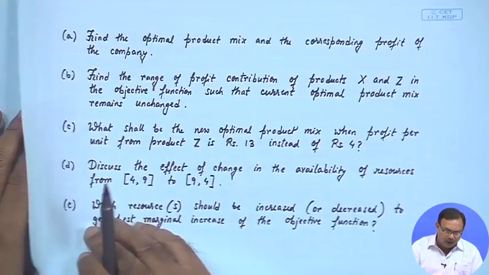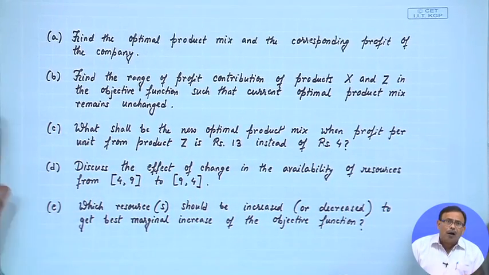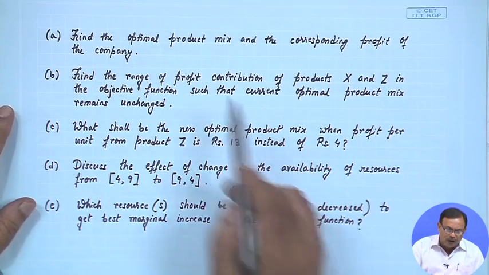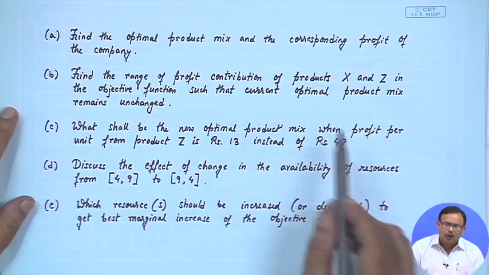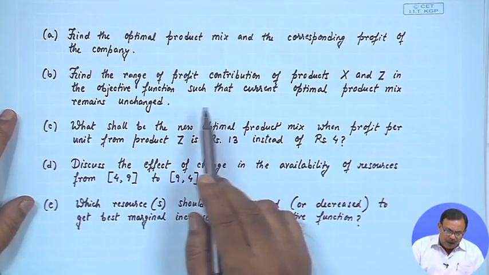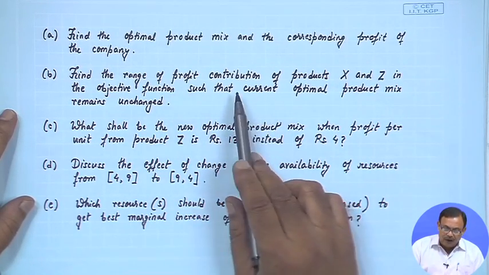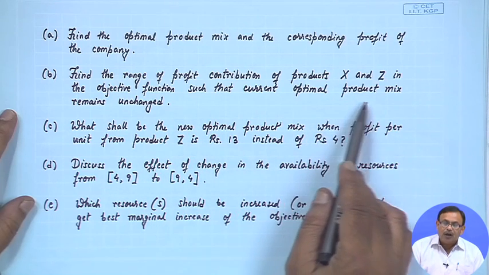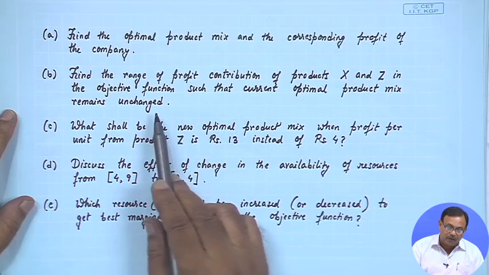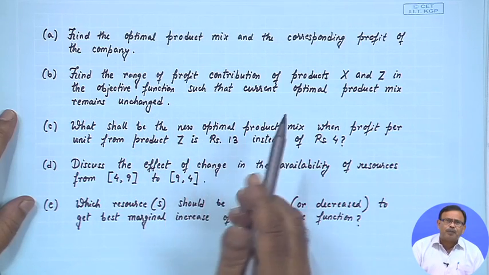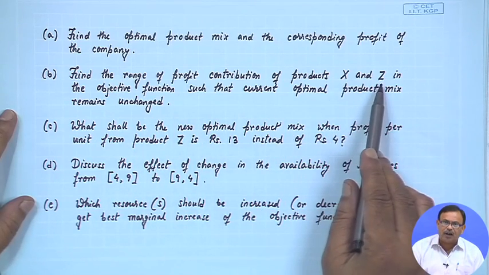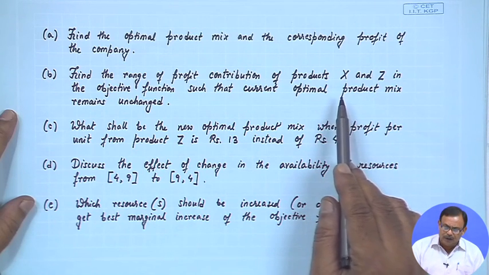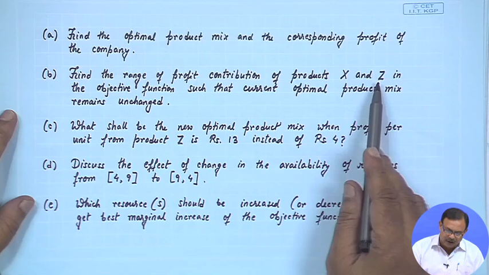What do I want to find out? We will solve 5 different problems for this. First, we will find the optimal solution of the LPP. Next, we will see the range of profit contribution of x and z in the objective function such that the current optimal product mix remains unchanged. That is, how much variation I can make in x and z so that the current solution will remain the solution even if I have made changes in x and z.